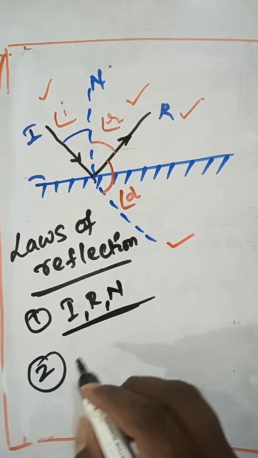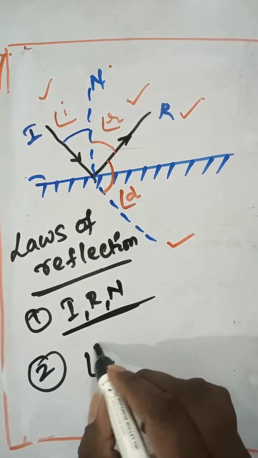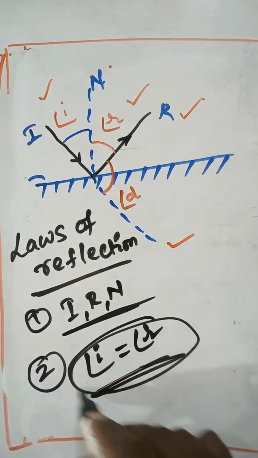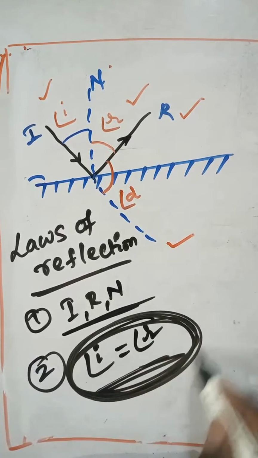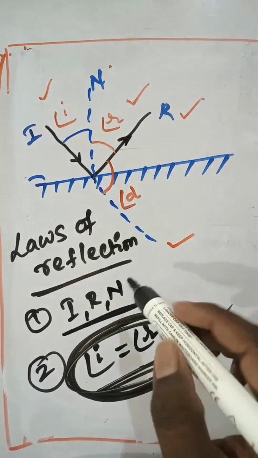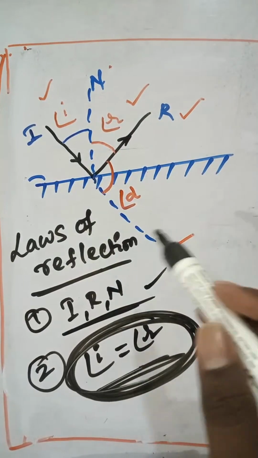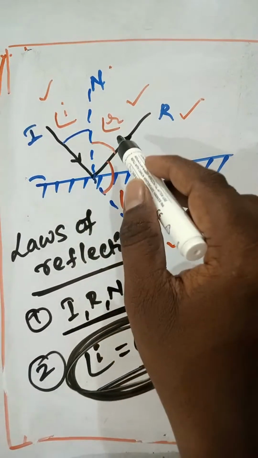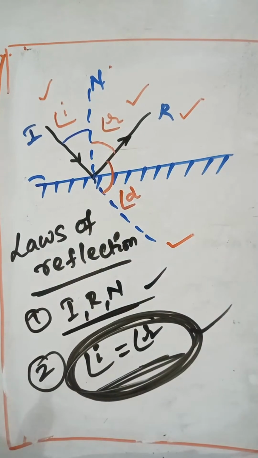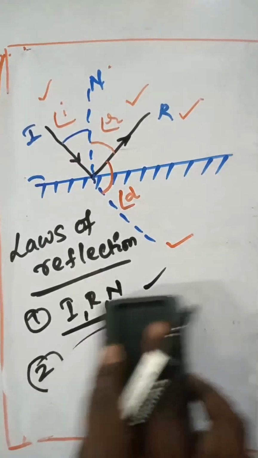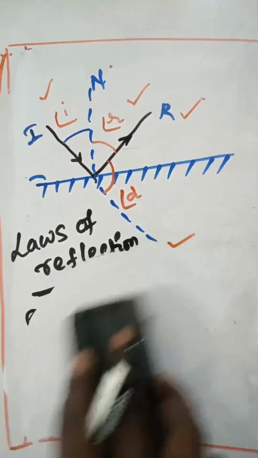And the second point is that the angle of incidence is equal to the angle of reflection. This point is very, very important. Make a note of it. So the incident ray, reflected ray and normal line lie on the same plane, and the angle of incidence is equal to the angle of reflection. These are the two laws of reflection.